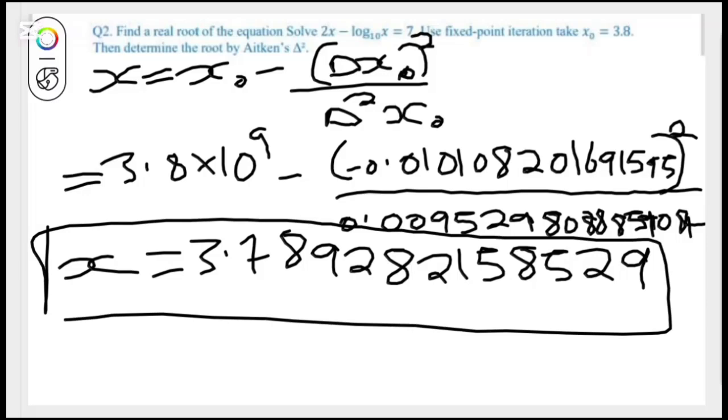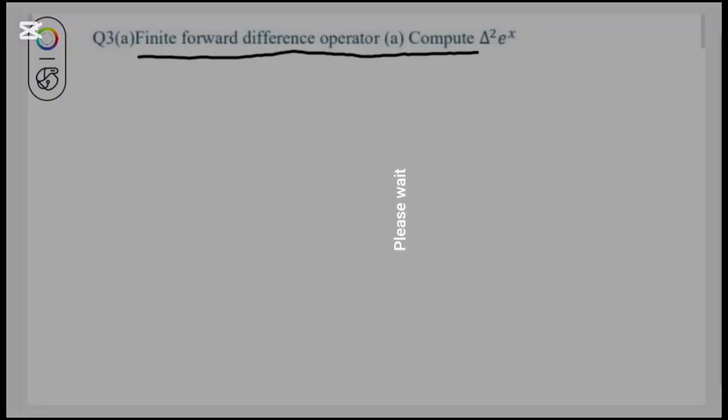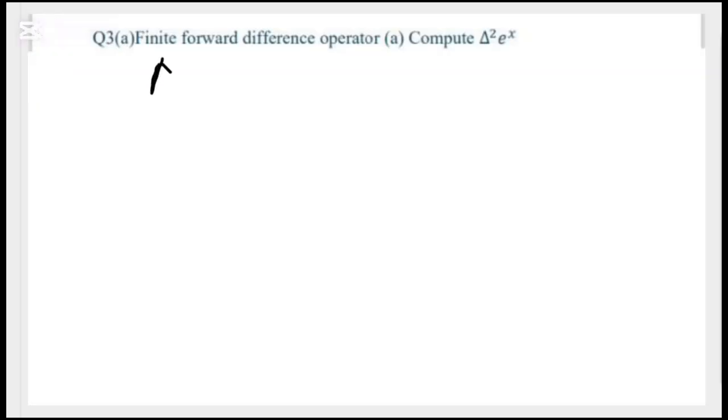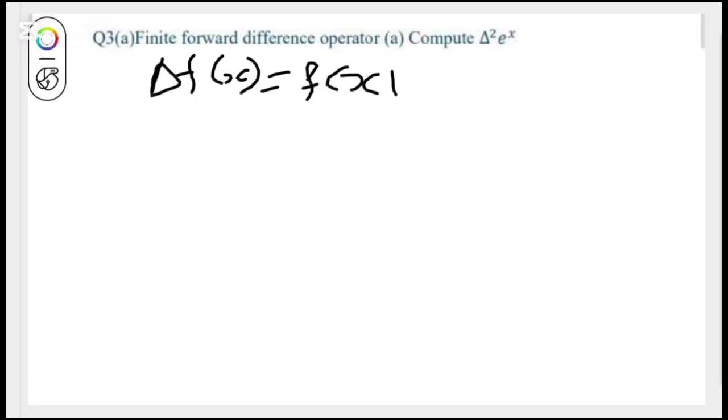Finite difference operator. Compute d square e to the power of x. So I have to first say the d of f of x, it is the same thing as f of x plus h minus f of x.